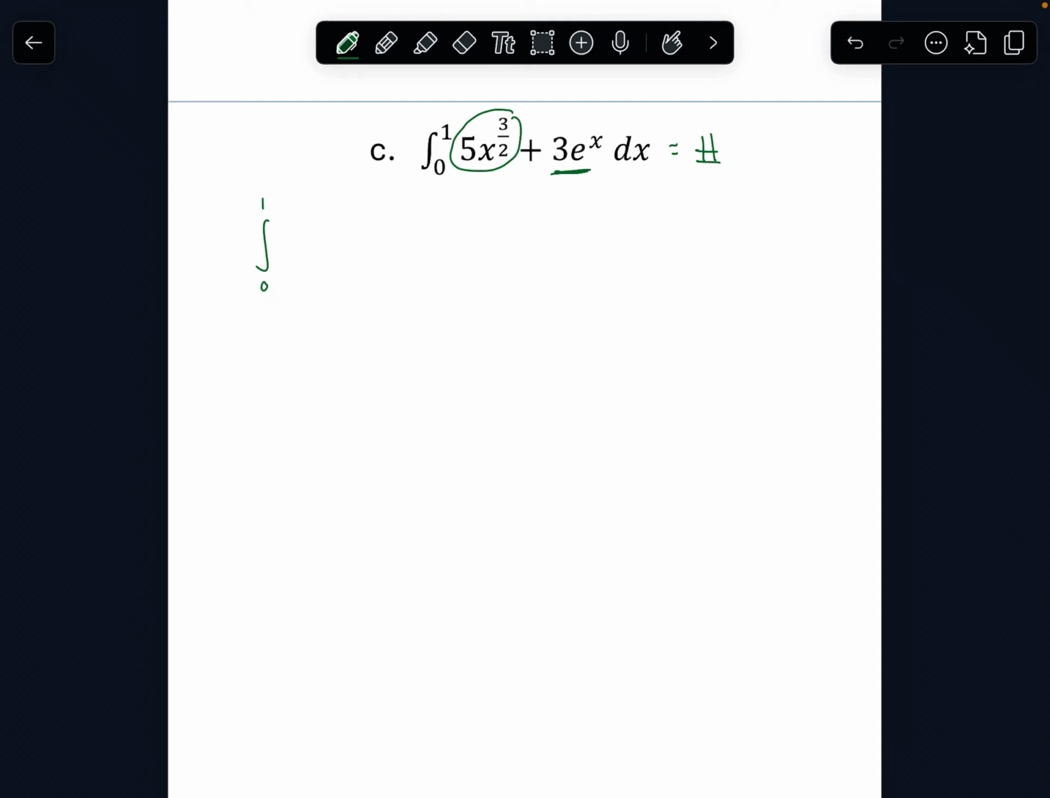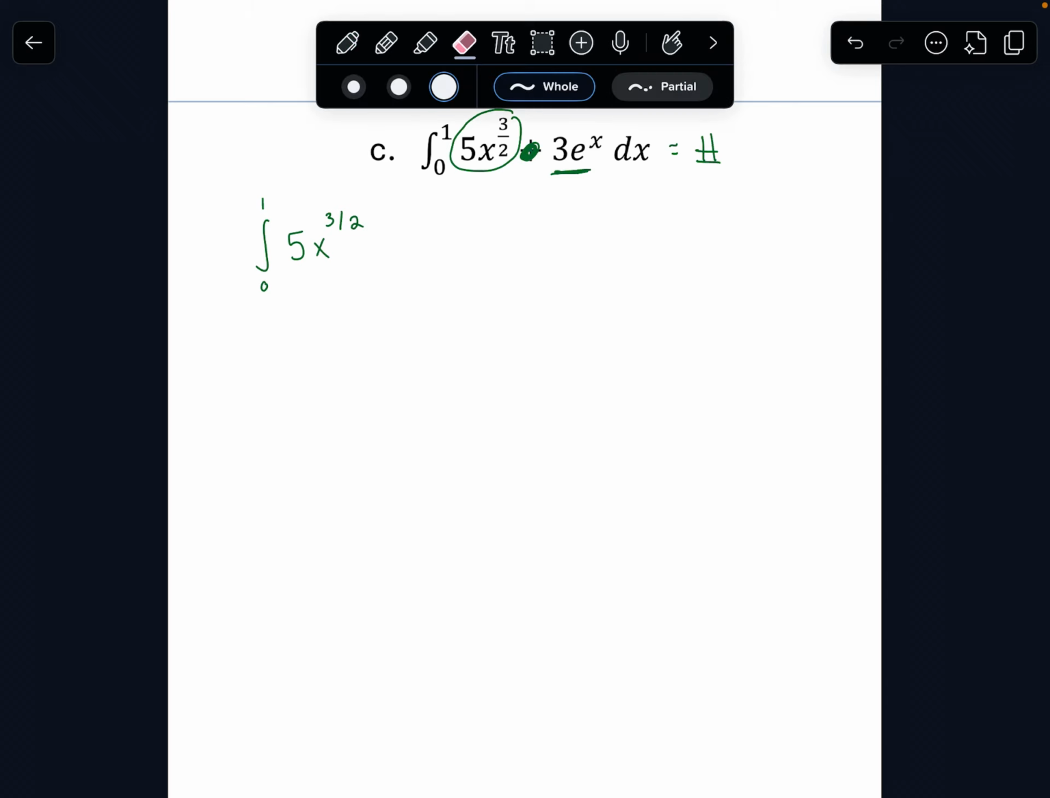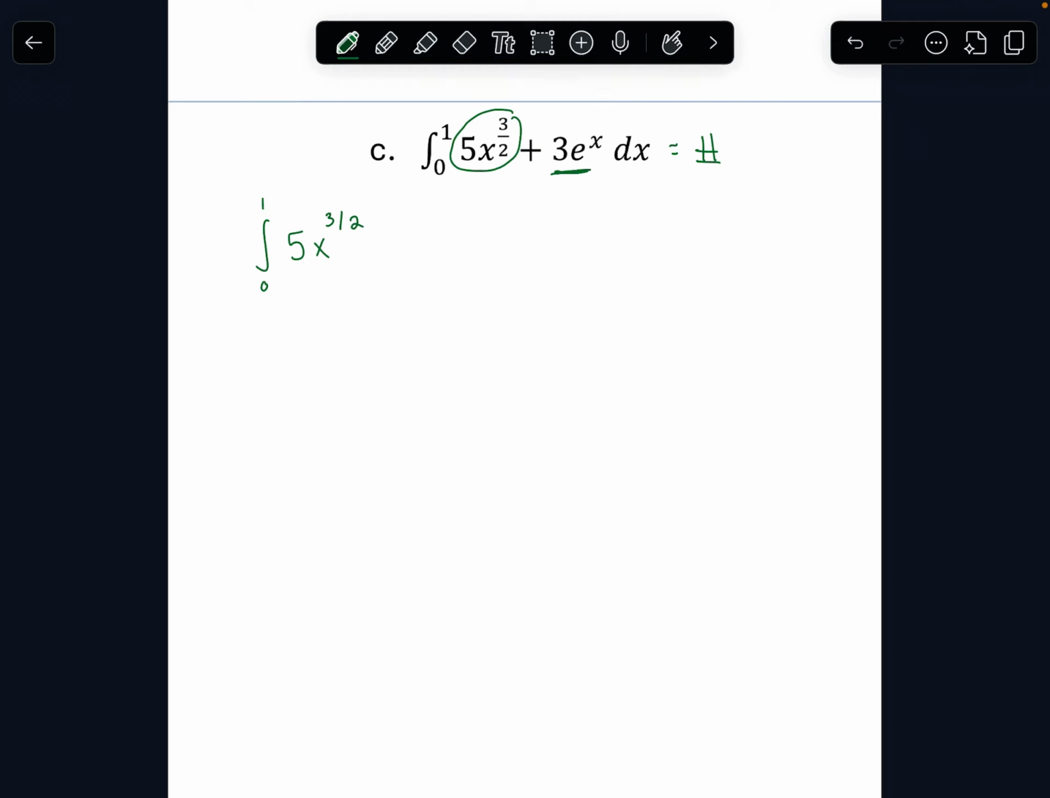You can only do this when you have addition. If this were being multiplied, you could not break these up. But you'll learn that in Calc 2 if you take Calc 2. But for our intents and purposes, if you have an addition or a subtraction of terms, you can just integrate them individually and add them all up.